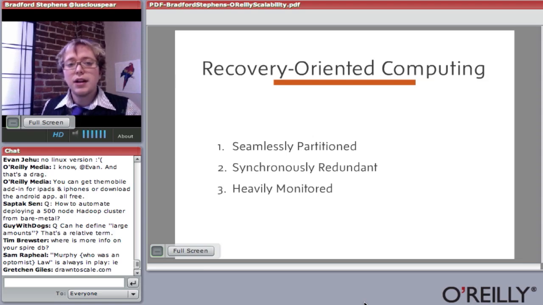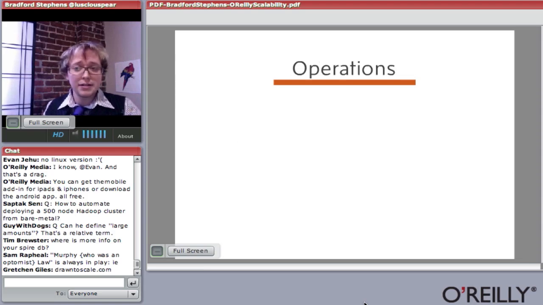So the third big aspect of recovery-oriented computing is that it needs to be really heavily monitored, because you can't hire enough ops guys to log into your machines to check on them all the time. So just as important as the data infrastructure is the ops infrastructure around it, and finding these DevOps guys who can write code and do operations and monitor these large clusters.